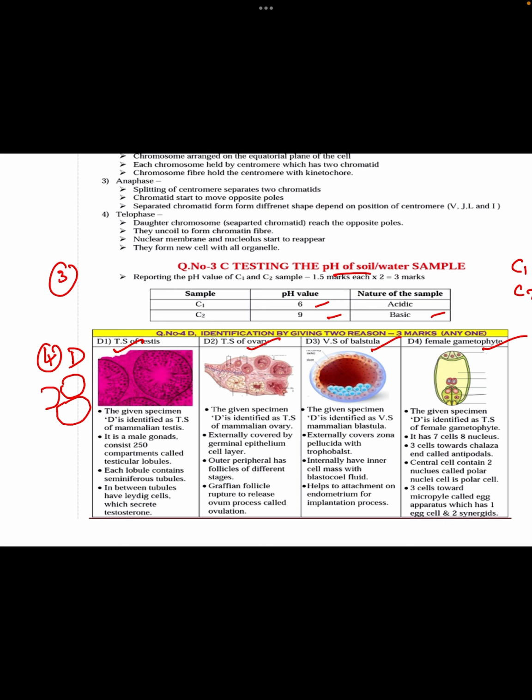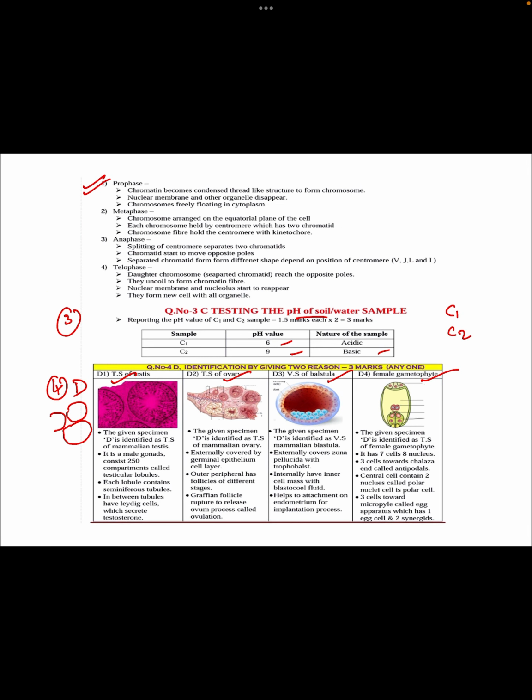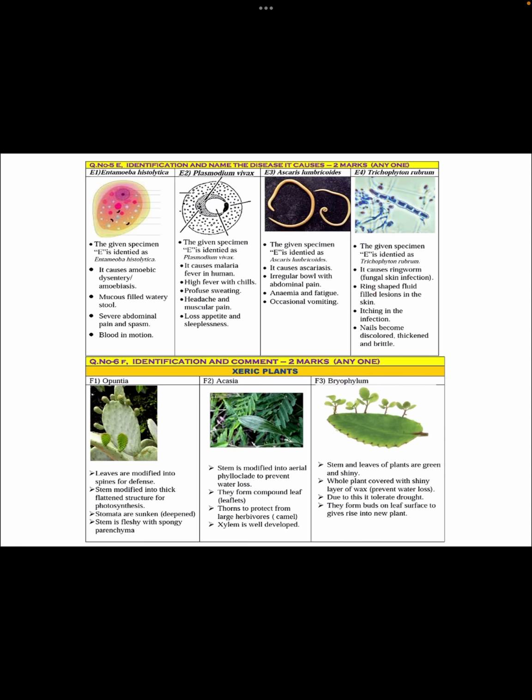Okay, so pause the video and you can take a screenshot and go through it. Any of the 4 valid reasons you have to identify. Then question number 5E. So this is a disease causing organism. If you get this is Entamoeba histolytica, it causes amoebiasis. You must write only the disease caused.